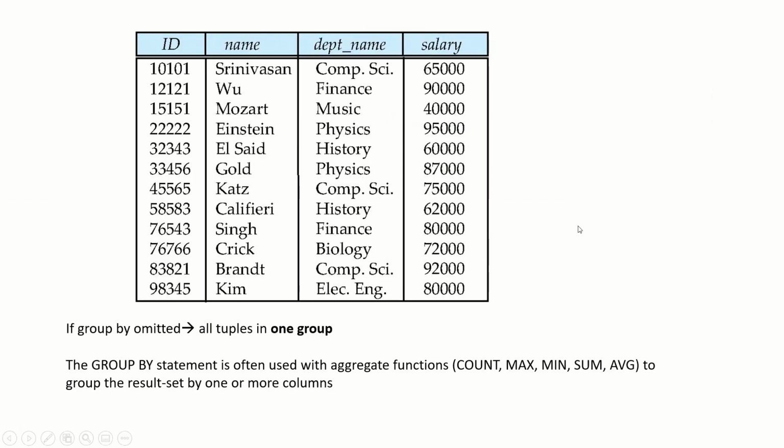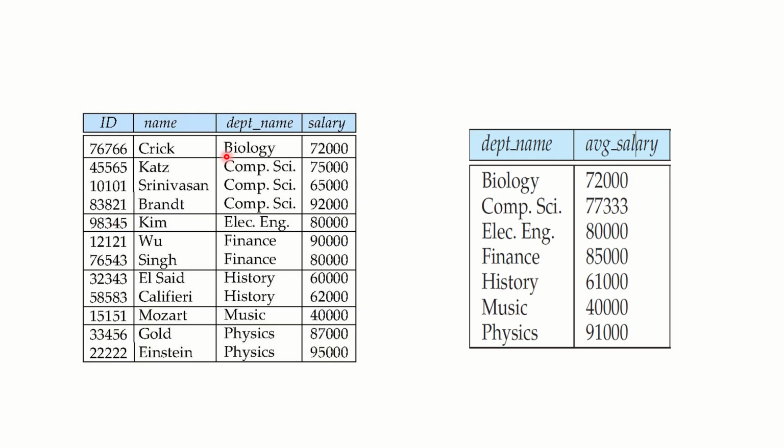Suppose that we want to find the average salary of this table. This table will be given as input to the entire query. In the first step, it will be divided based on the department. So here is how the group by works. This is the table we give first. In the next step, it is divided into different groups based on the department. Biology is the first department, this is the second department, this is the third, and so on. Then, these are the department names and this is the corresponding average salary.